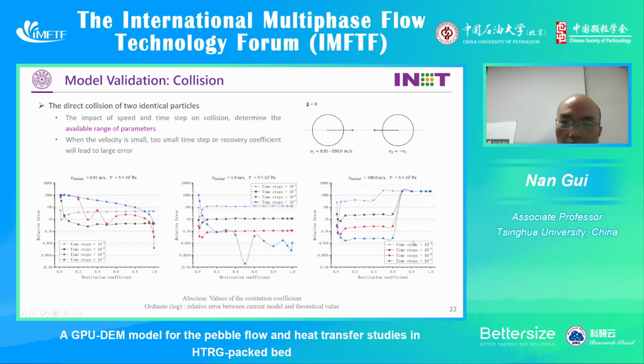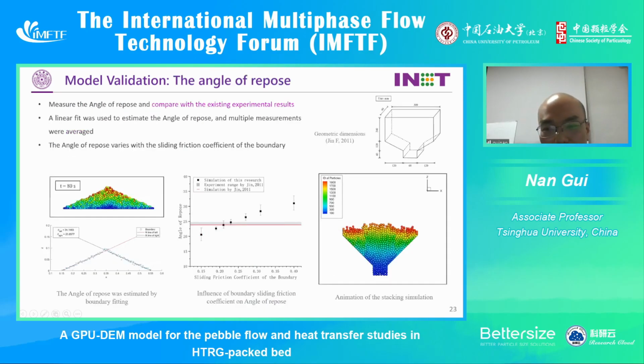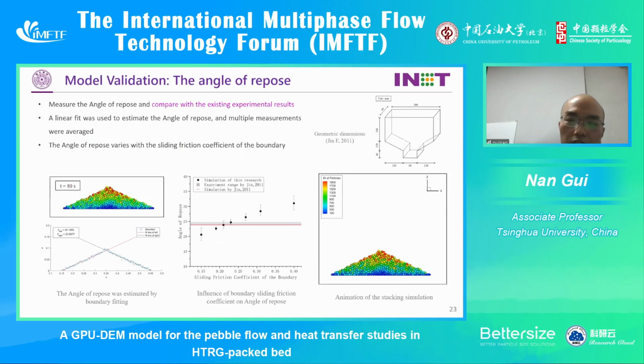And we use an experiment carried out by another group in Tsinghua University. It uses a hopper and lets the particles inside the hopper flow outside when the hopper is lifting slowly. So the particles will pile up over the ground, and we check the simulation results. The angle of repose of the pebbles, and we find the consistency between the simulation and experiment very good. The angle of repose ranges from about 20 degrees to 30 degrees when we use different sliding friction coefficients.